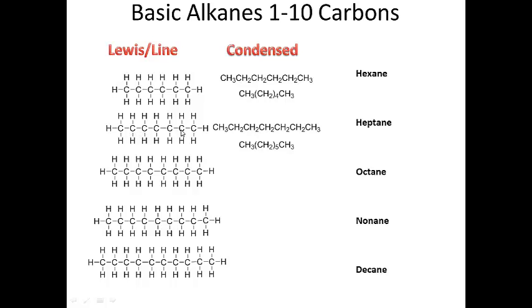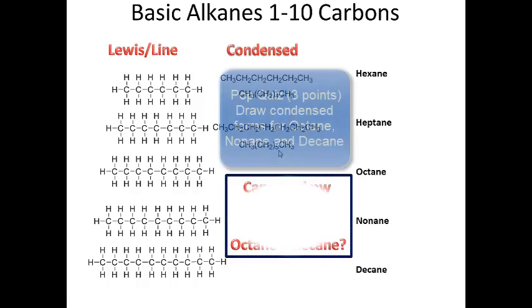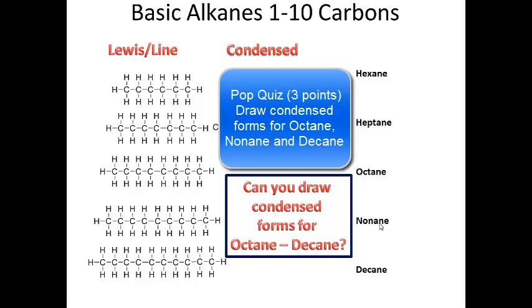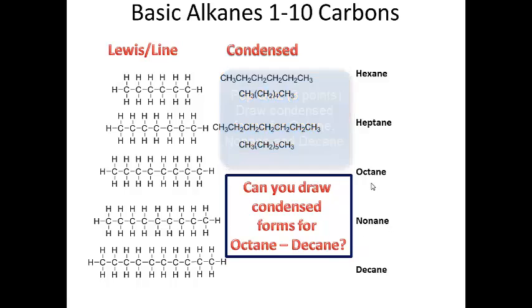This is C7, and then here's the condensed form, and you can also write it this way where you have your CH2s combined, right? You have 5 CH2s in between the 2 end carbons, and so you just put those in parentheses and put a subscript 5 here, and that indicates that, right? Here's the question: can you draw condensed forms for octane, nonane, and decane, which is 8, 9, and 10 carbons? That's a pop quiz. It's worth 3 points.